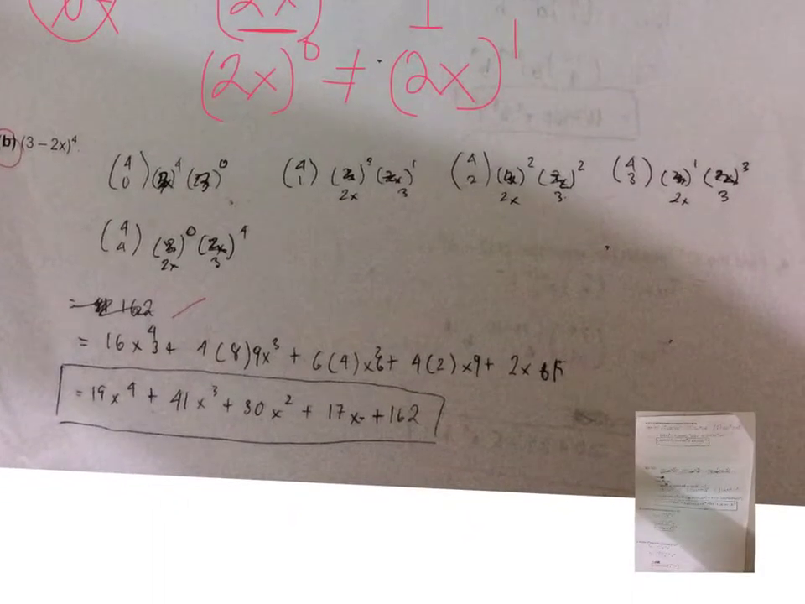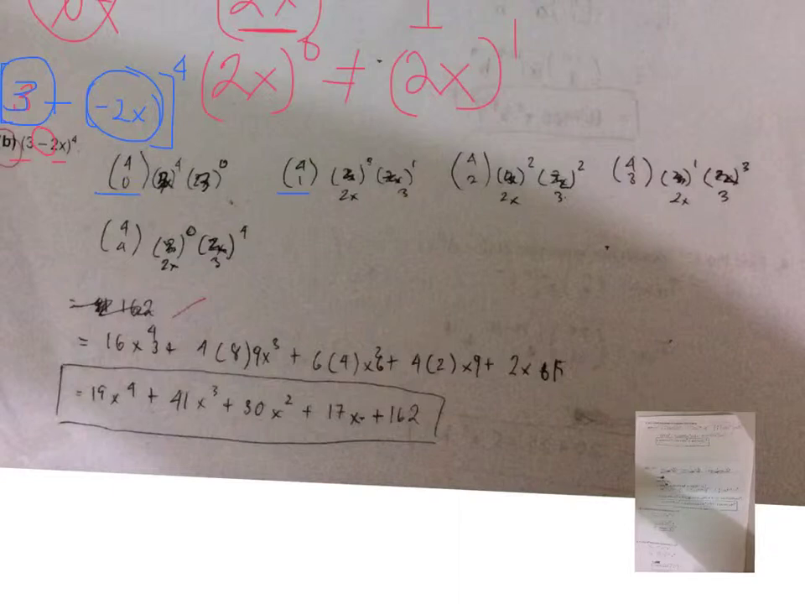Letter B is almost the same as letter A. The only difference is that you're taking a difference of 3 and 2x, so it's the minus sign. What you can do is rewrite it as 3 plus, but you have to have a negative 2x for the minus 2x. In that way, you can easily see the first term as 3 and the second term as negative 2x. So the combination numbers are correct: 4 choose 0, 4 choose 1, 4 choose 2, 4 choose 3, 4 choose 4.